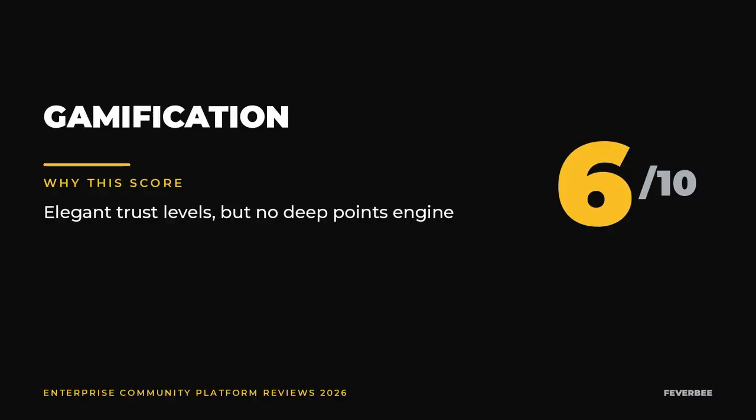Now let's cover the capabilities where Discourse is fine. These aren't why you would choose Discourse, but it's things that Discourse does okay. One is gamification. This is a 6. The trust level system is an elegant hybrid. It gamifies participation and it reduces moderation burden at once because earning trust unlocks abilities.